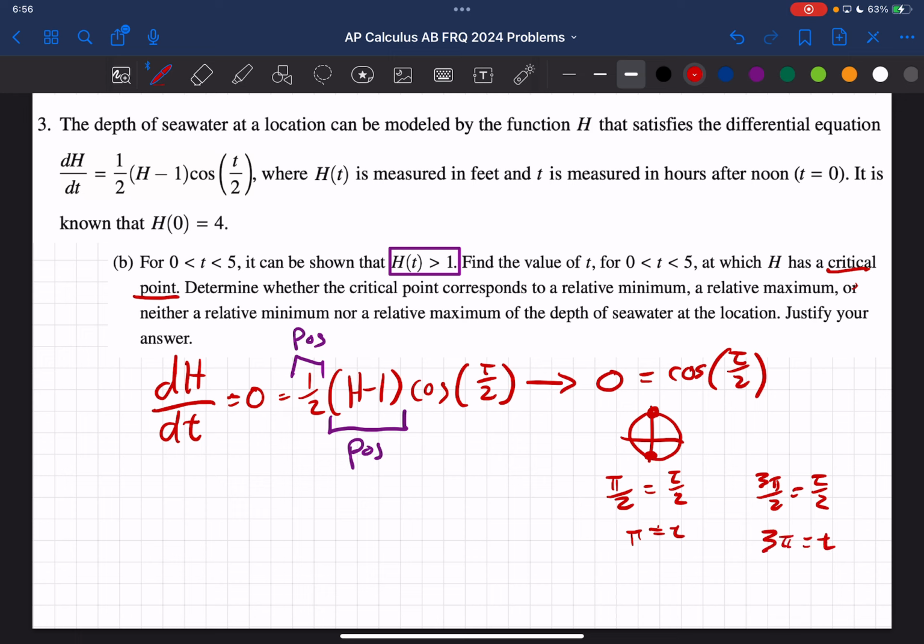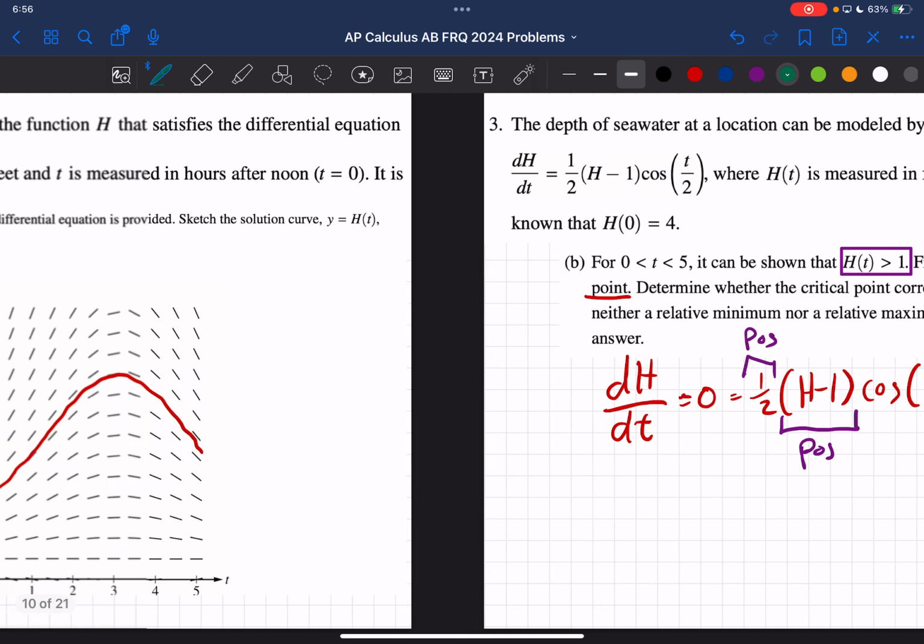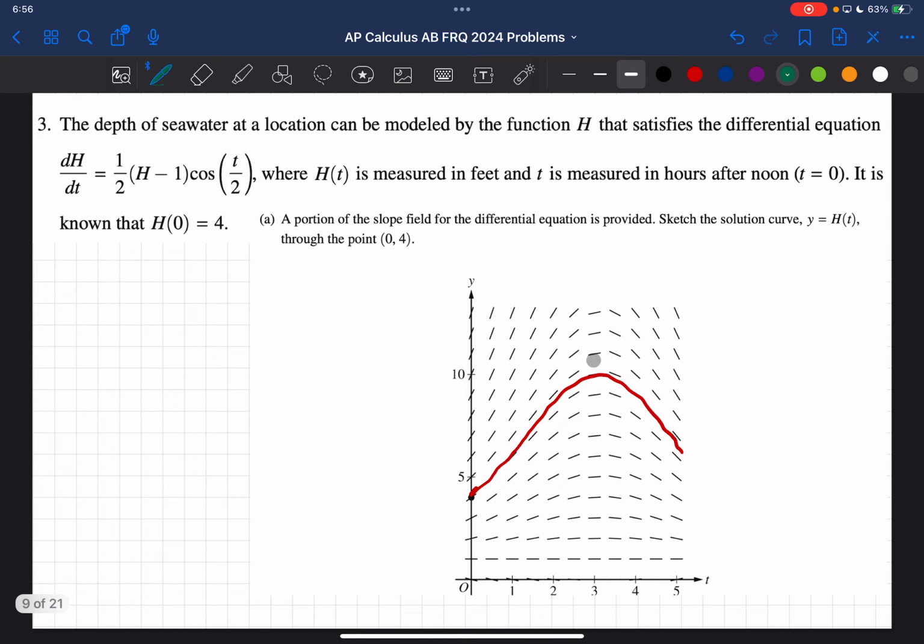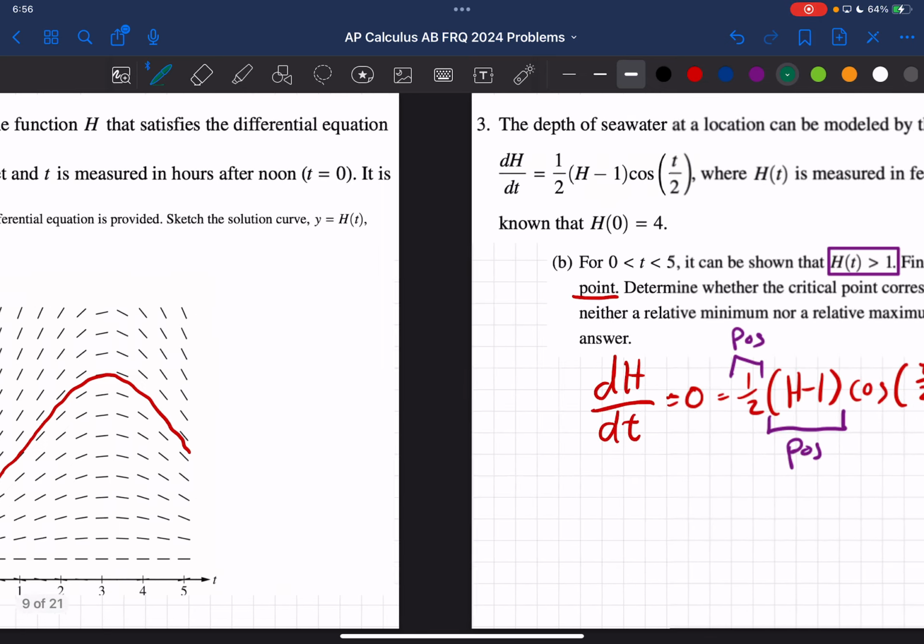Now they give us this restriction for 0 is less than t is less than 5. So 3 pi is just way too big. So the value of t that we're looking for is pi. So that's when it happens. And if you look back to part A, you can see that it kind of agrees. The maximum occurs right around 3, a little past 3, so about pi.